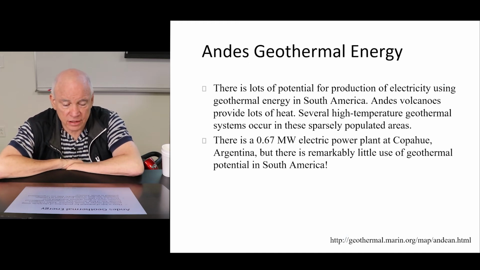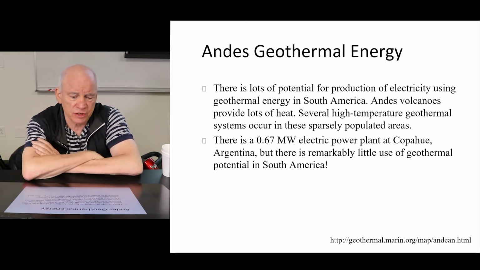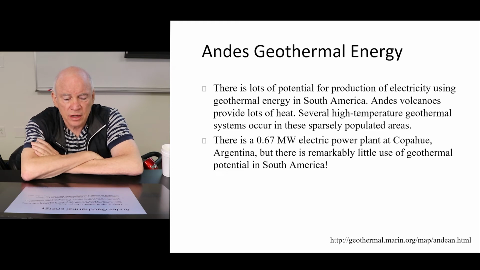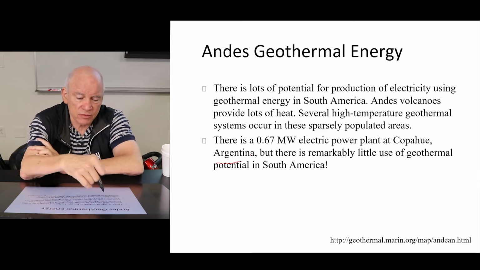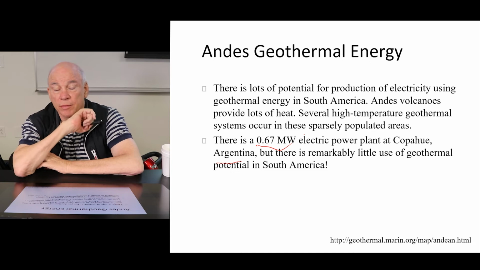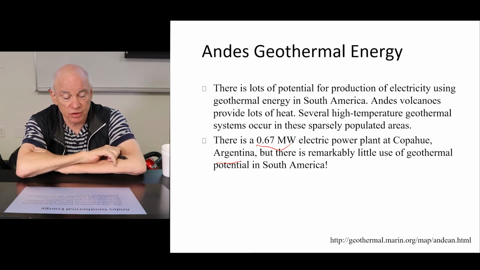Now the Andes is also a good place to look, because there's lots of Andes volcanoes, several high temperature geothermal systems you can see from hot springs and things. There is a small geothermal plant in Argentina, but only less than 1 megawatt. Right? Remember, one plant at Comanche Peak is 1,200 megawatts. But there's remarkably little use of the geothermal potential in South America yet.